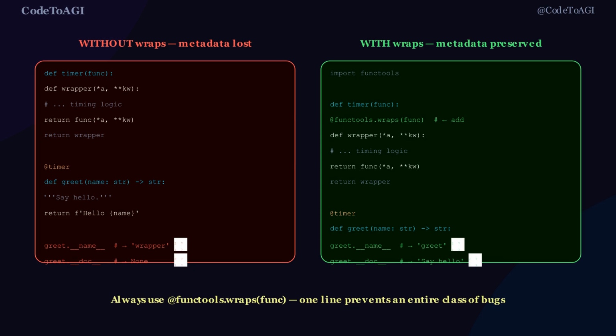Now look at the right side with functools.wraps. We import wraps from functools. We added @wraps(func) above wrapper. That's the only change. Now greet.__name__ returns greet, correct. greet.__doc__ returns the real docstring. functools.wraps copies name, doc, qualname, module, and annotations from the original function to the wrapper. Always use functools.wraps in every decorator you write. It is one line, and it prevents an entire class of bugs.